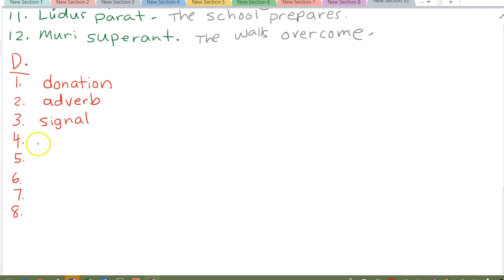And during the blank of Queen Elizabeth, England was at peace. It comes from regnum, and it is reign. The reign of Queen Elizabeth.